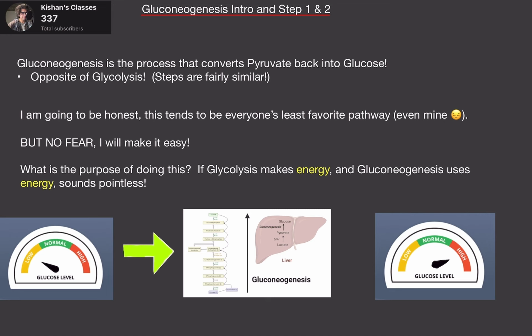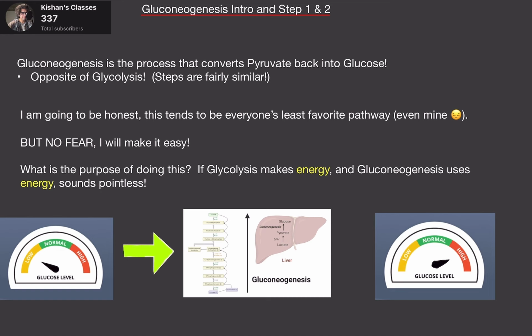So let's do this. Gluconeogenesis is the process that converts pyruvate back into glucose. It's the opposite of glycolysis. Because glycolysis was taking glucose and turning it into pyruvate, whereas gluconeogenesis is taking that pyruvate and turning it back into glucose. So it's the reverse. The steps are actually fairly similar. There are a few differences, especially in the earlier steps, but as we go on, it gets basically similar and similar.